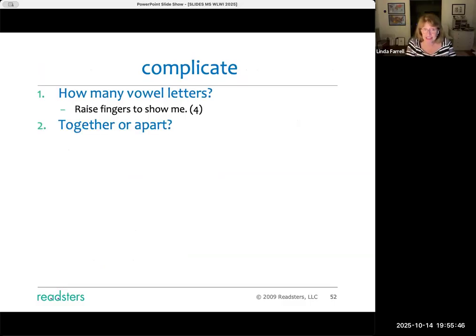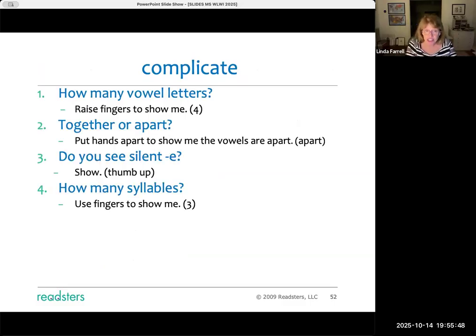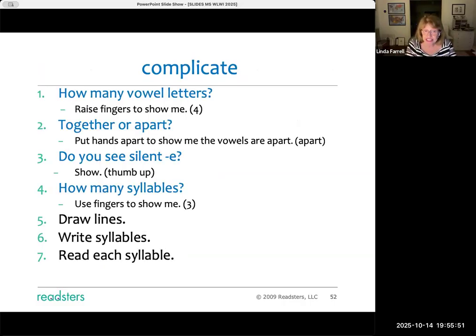This is complicated. So you would just see how many vowel letters, together or apart. Do you see a silent E? And then they would show a thumb up. Then I would say, how many syllables? Well, they know 3 syllables because that E goes with the other one. Draw lines, write syllables, read each syllable. Keep going.